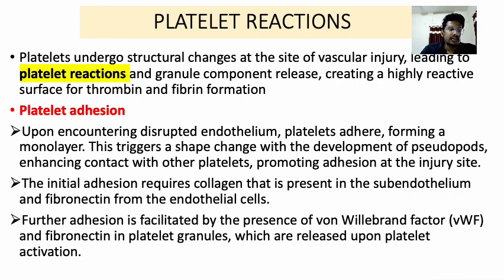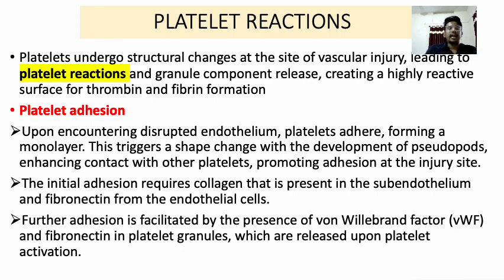Platelet reaction. The important function of platelets is to prevent blood loss. So how do platelets act in that situation? It is called the platelet reaction. The platelets undergo structural changes at the site of injury, leading to the platelet reaction, and the granules get released, creating a highly reactive surface for thrombin and fibrin formation. The following subheadings marked in red are the platelet reaction steps.